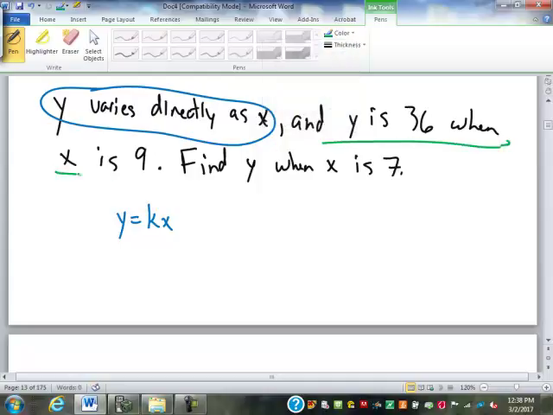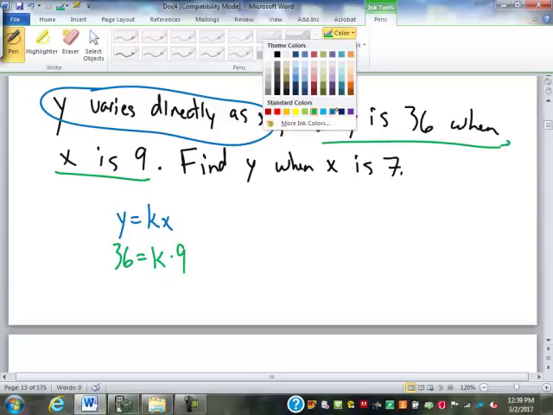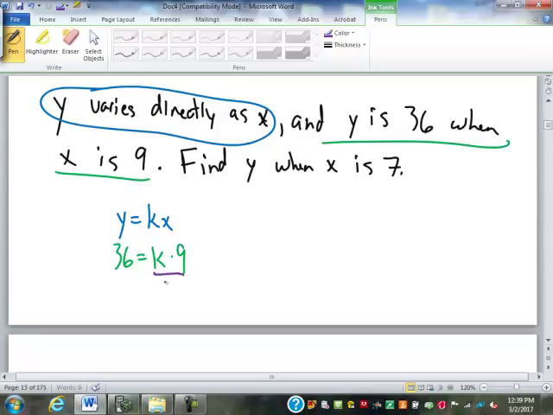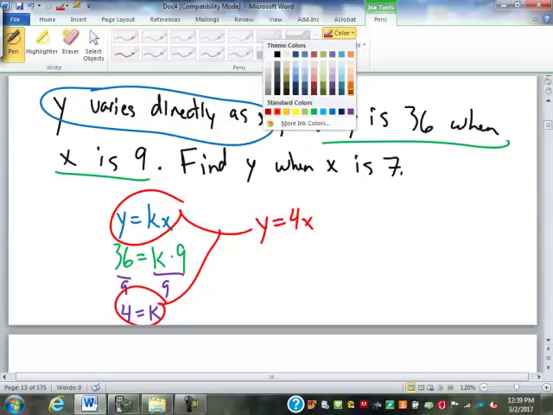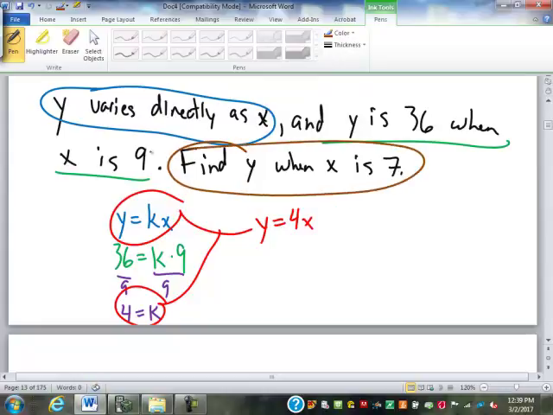Y is 36 when x is 9. So where does the 36 go? For the y. And 9 goes in for x. Then we will solve for k by dividing by 9. So 4 equals k. What's that tell us? Y equals 4x. And now we look at this last piece. Find y when x is 7. Well, you just put 7 in for x. What's 4 times 7? 28. So y equals 28 when x is 7.